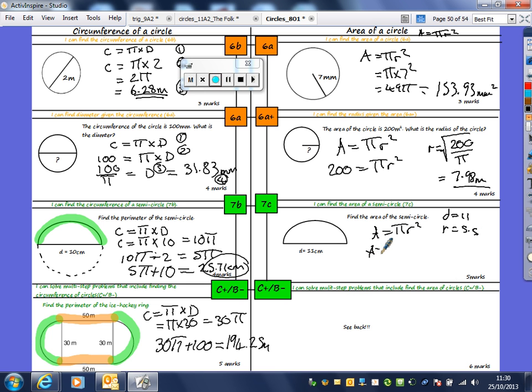So, the area of the semicircle is pi times by 5.5 squared. 5.5 squared is 30.25, times that by pi, gives us 95 point something. We divide that by 2 because we only want a semicircle. So divide that by 2, we get 47.52 rounded to correct decimal place. That is centimetres squared. Okay?